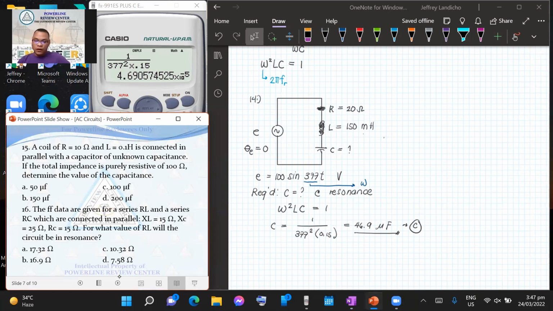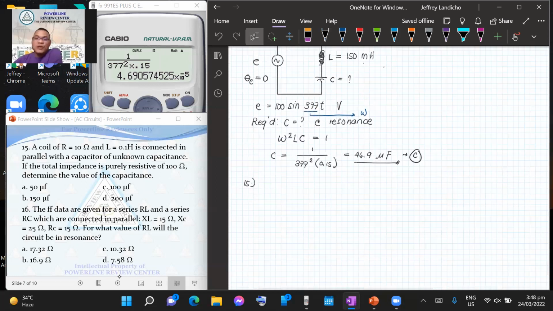A coil, pag sinabi natin coil, unless otherwise, ang equivalent circuit niyan is RL, ano? So we have a coil with resistance of 10 ohms and inductance of 0.1 Henry connected in parallel with a capacitor of unknown capacitance. If the total impedance is purely resistive of 100 ohm, determine the value of capacitance.